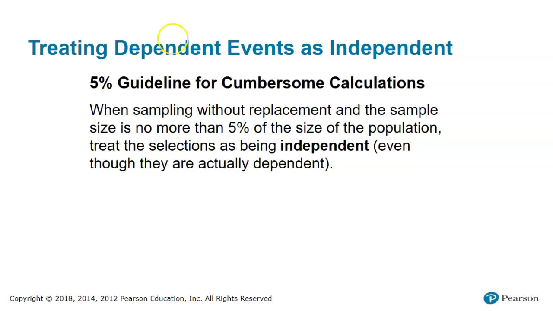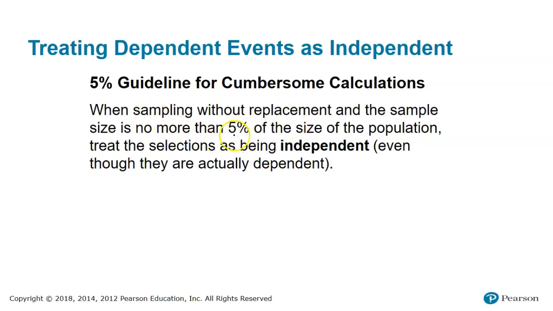So what the 5% rule says is when sampling without replacement and the sample size is no more than 5% of the size of the population, you treat the selections as being independent, even though they may actually be dependent. So that's good because we already looked at independent problems are easier to do. So if we can treat a problem as being independent, it's going to be helpful for us to do that.